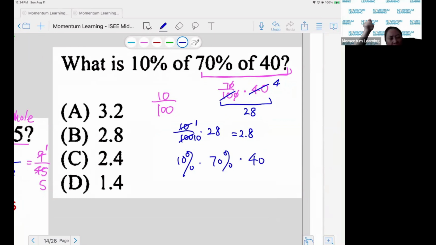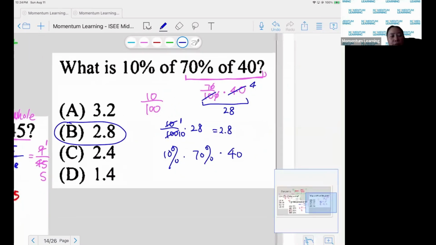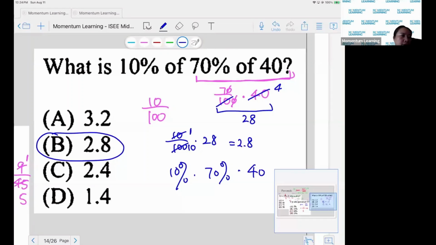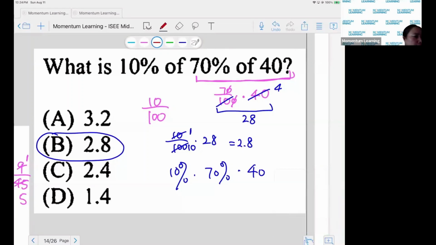I usually like to work inside out. So the answer is B. Okay, Chris, your method is good. It's just that sometimes, because the digits are 2 and 8, what if they give you 28 and then this one is 0.28? Then you need to be very careful to do that.